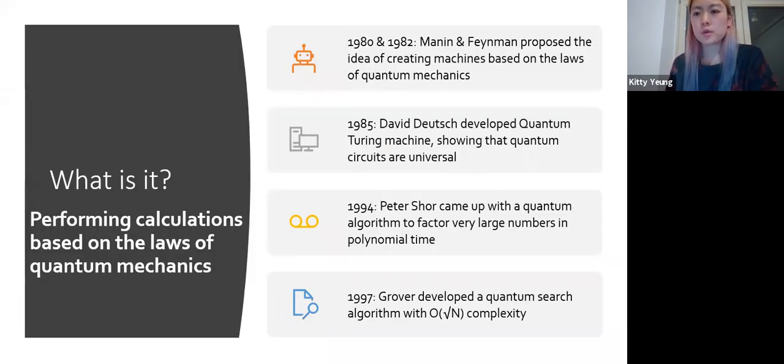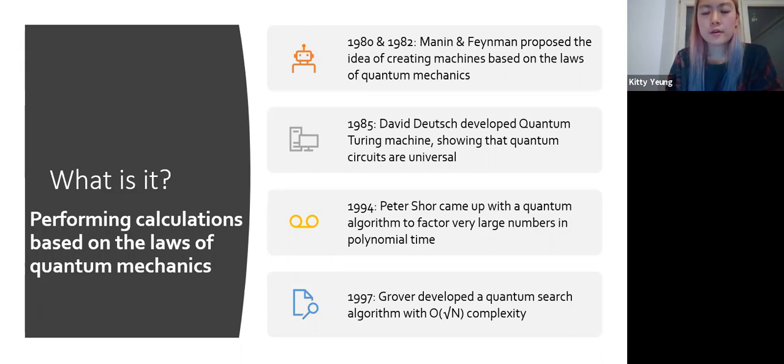So here is what I wanted to show: it has a history since the 80s, when it was first proposed by Manin and Feynman that we could create some machines based on the laws of quantum mechanics, and that could help us build simulation tools to mimic quantum mechanical systems.